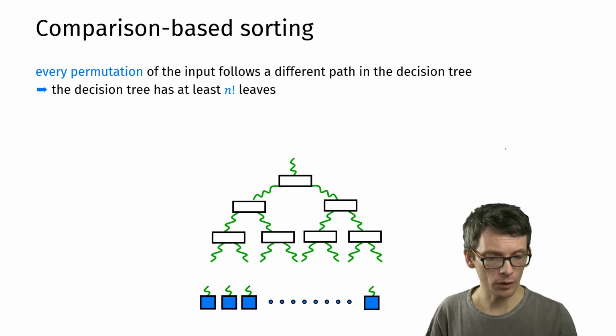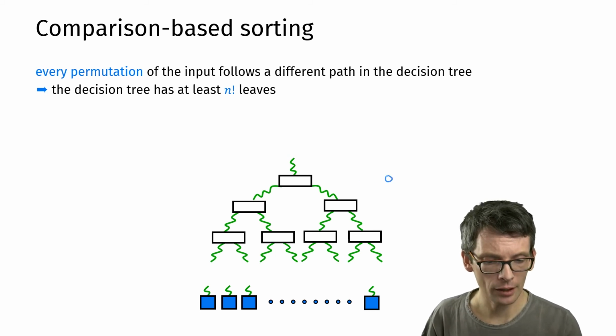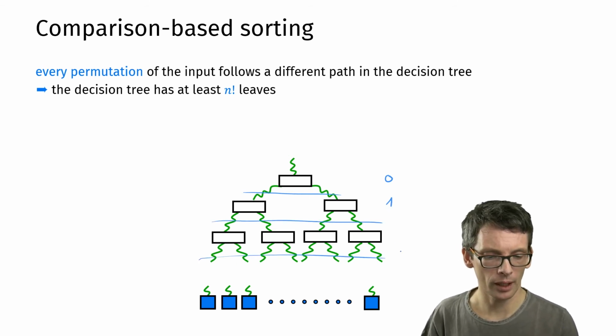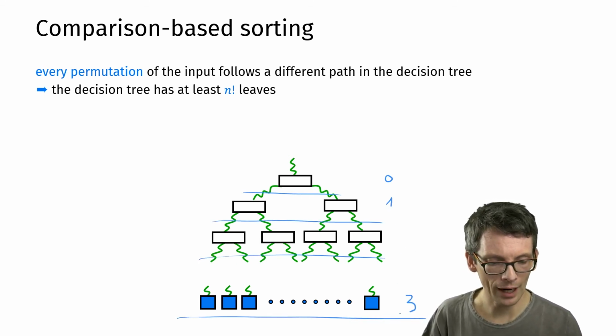So for this, let's have a look at this tree here. So height 0 corresponds to only having 1 node. Height 1 corresponds to having these nodes here. This would be height 2. So let's say we have height 3.